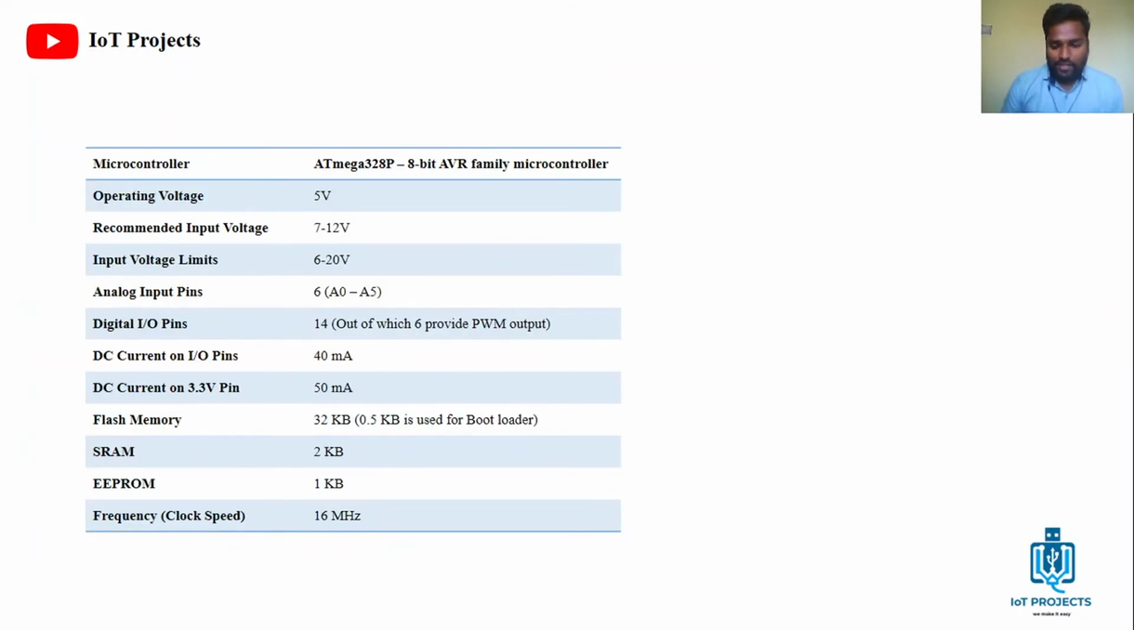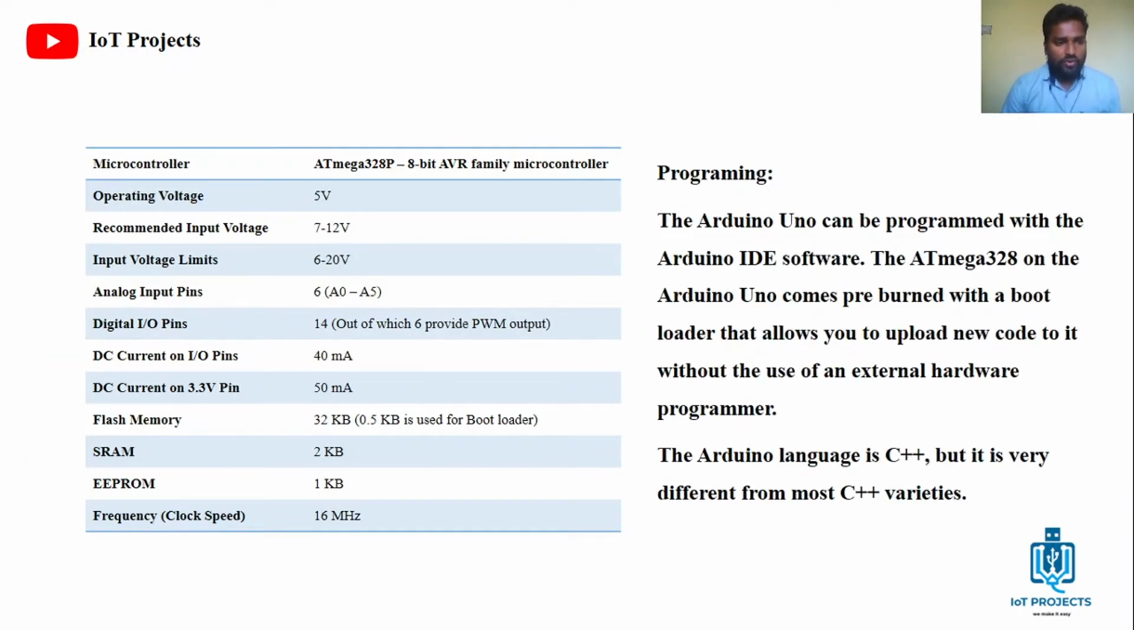Now the technical specification of Arduino Uno: the operating voltage of Arduino Uno is 5 volts. The recommended input voltage is 7 to 12 volts, and the input voltage limit is 6 to 20 volts. Analog input pins, there are 6 input pins. We have to remember this: in Arduino Uno there are 6 analog input pins and 14 digital input output pins.